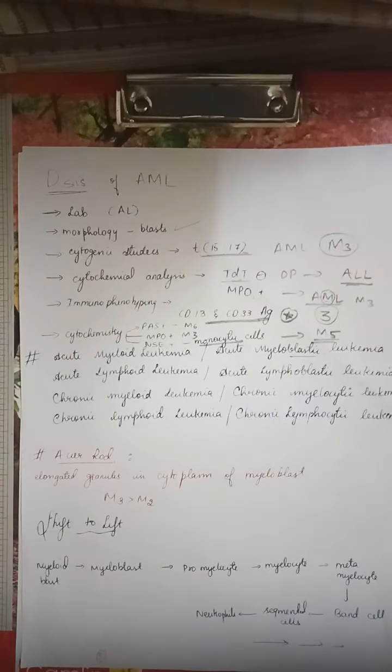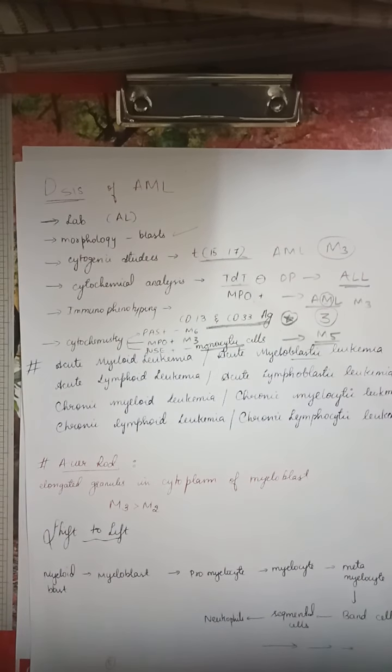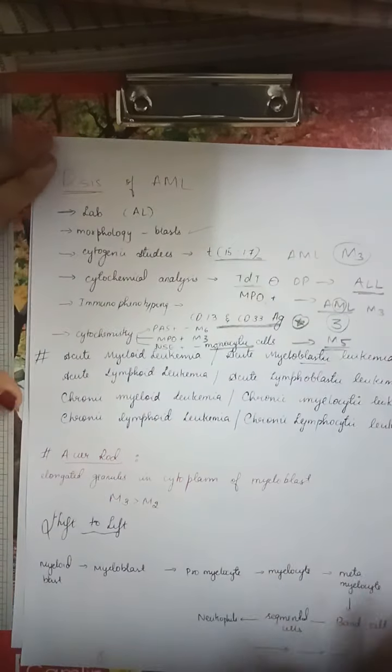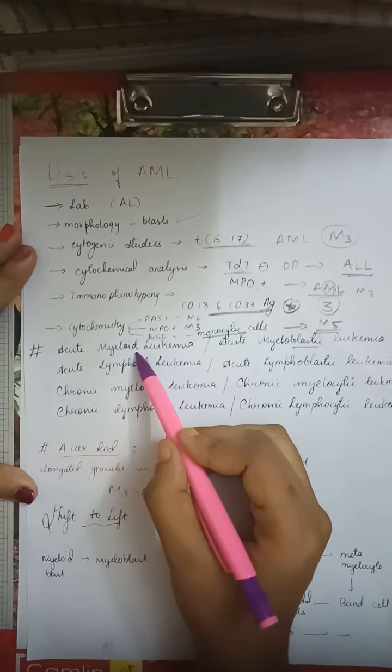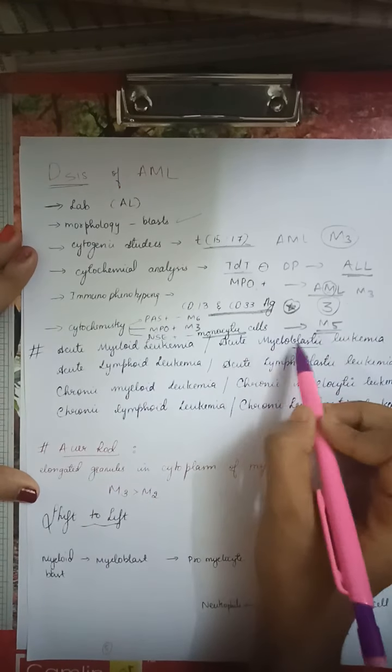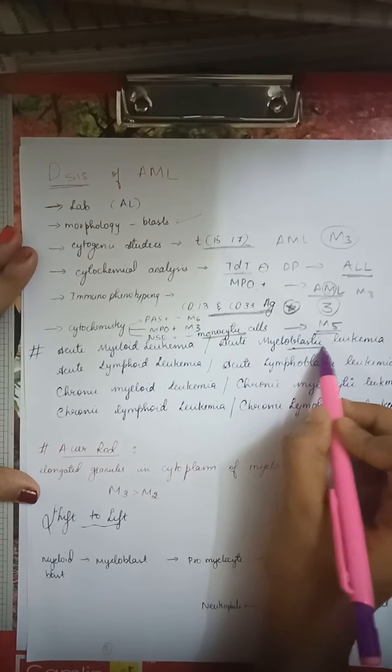Okay, now done with everything, but you know we always get confused between this, so I thought I'll include that. Acute myeloid leukemia is also known as acute myeloblastic leukemia because there is increase in blast.